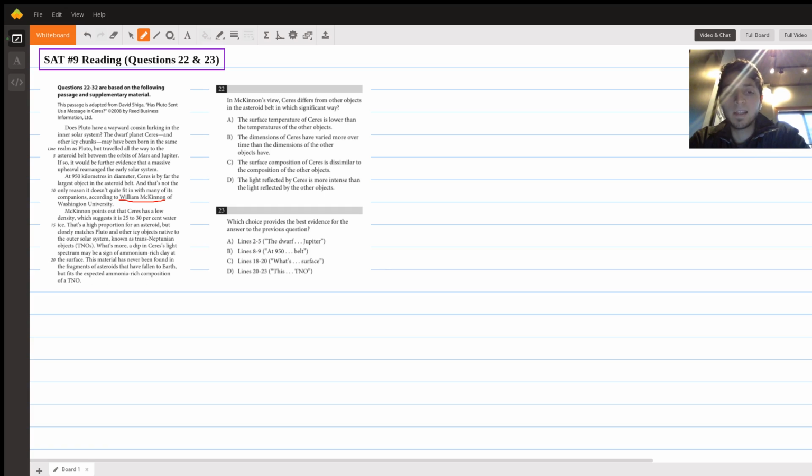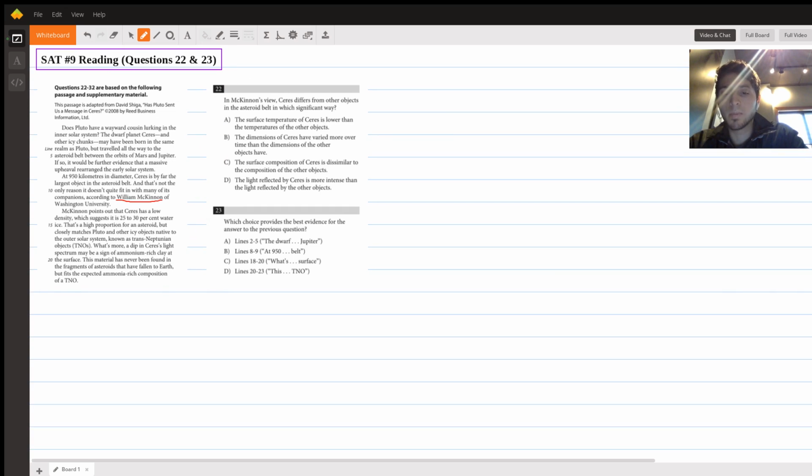Next one we go to is 18 through 20, which says that a dip in Ceres's light spectrum may be a sign of ammonium-rich clay at the surface. Basically this tells us that Ceres might have a different sort of element, or at least it has ammonium-rich clay in its surface. This might be something that makes it different, so we should keep it.